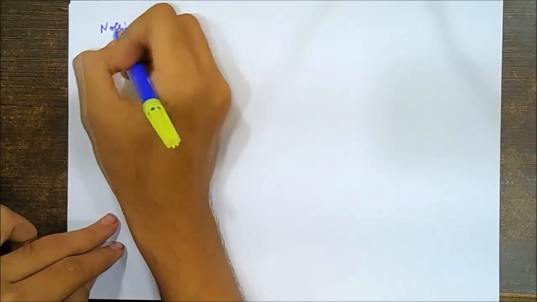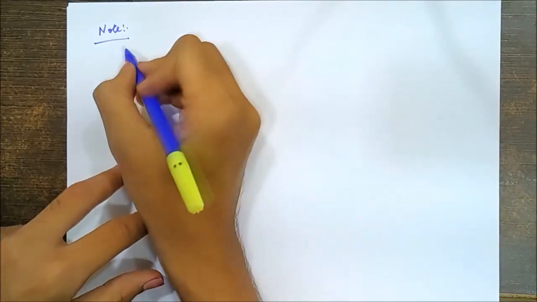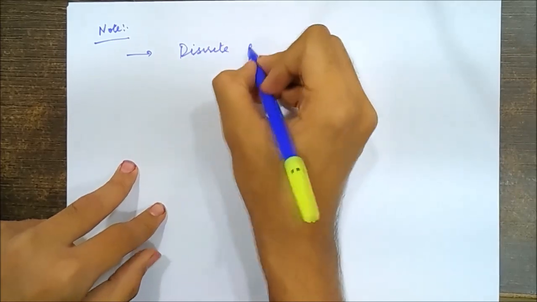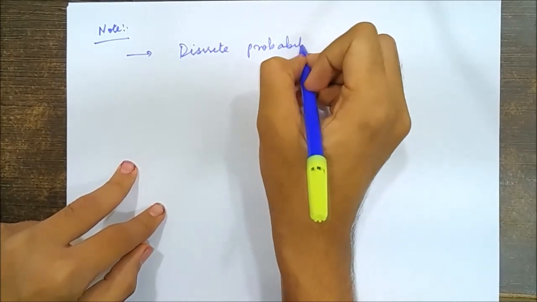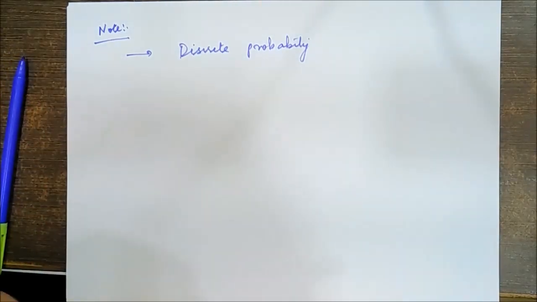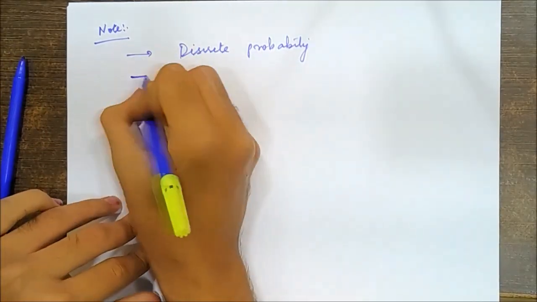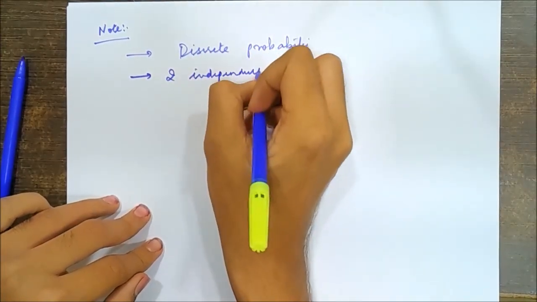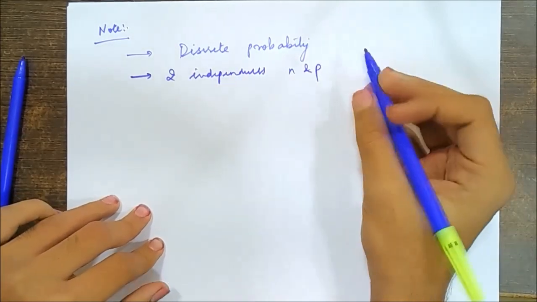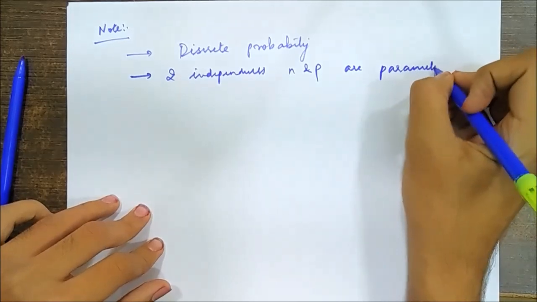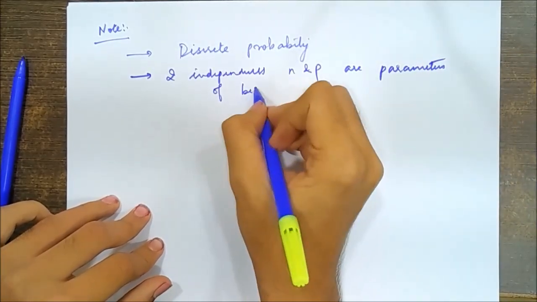Now we'll see the important things to note here. The binomial distribution is a discrete probability distribution. There are two independent constants, n and p, that we have discussed, which are known as the parameters of the binomial distribution.